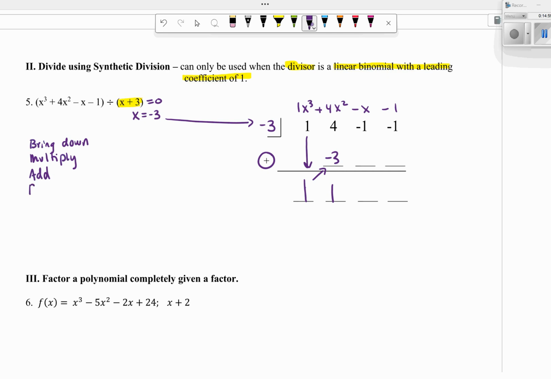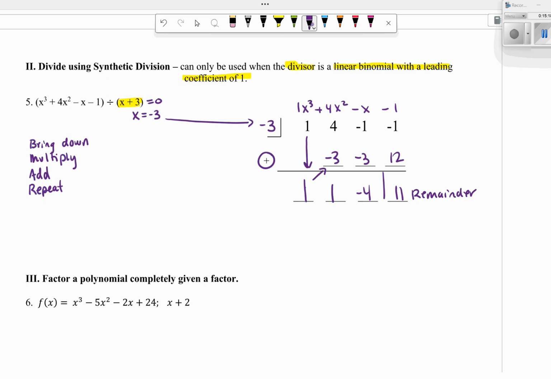And then we're going to repeat. So 1 times the box gives us -3 again. Add these two together to get -4, and then repeat. -4 times -3 is 12. Add those together to get the last number, which is the remainder, which is 11.